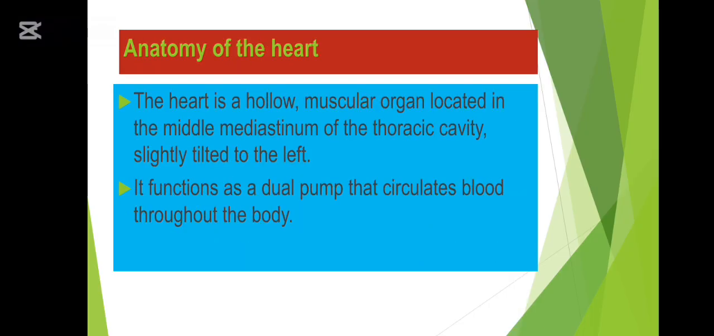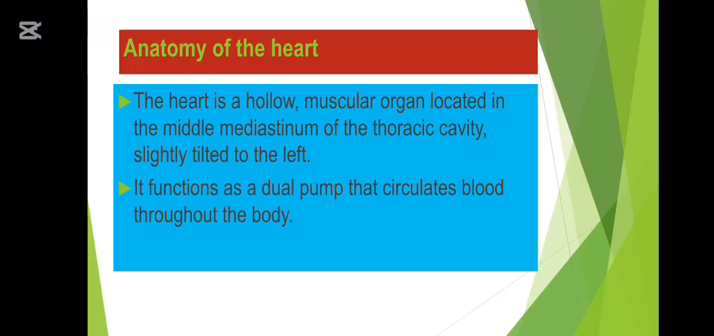So now let's look at the anatomy of the heart. The heart is a hollow muscular organ located in the middle mediastinum of the thoracic cavity, slightly tilted to the left. This is just the location of the heart. It functions as a dual pump that circulates blood throughout the body. By dual pump, we mean it is made up of the systemic and pulmonary circulation.